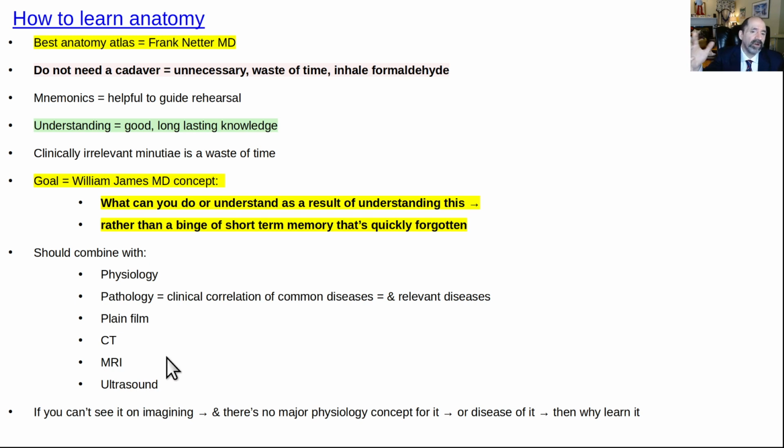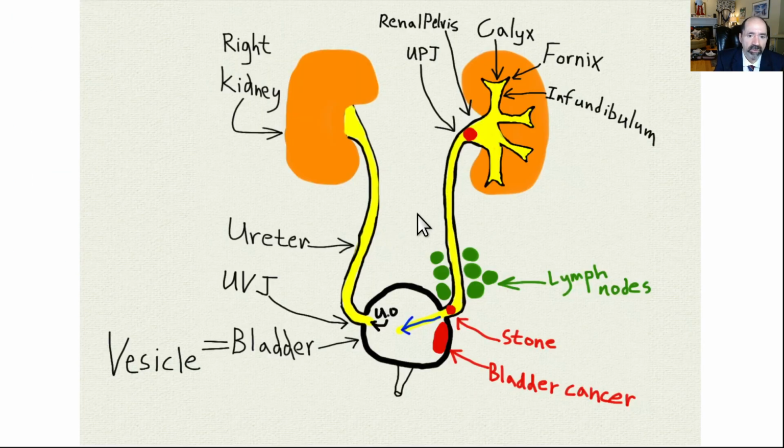Because in a book, there could be 100 things labeled, but you look at a CAT scan, you'll see there's only 2 things worth knowing. And if you can't see something on imaging and there's no important common disease associated with it, then don't waste time studying that. There's always more information than anyone could learn, so just learn what's worth learning.